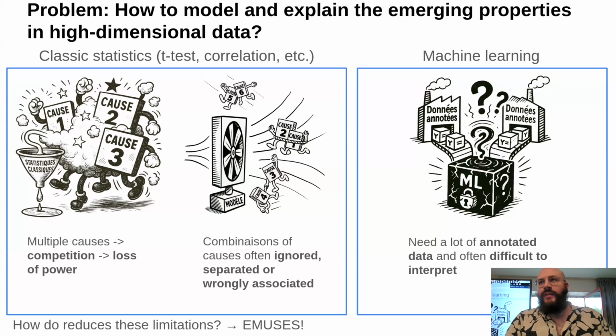A method to try to avoid these problems is machine learning, but as you probably know, it requires a lot of data, and especially annotated data when we're doing supervised learning. And it's also often difficult to interpret, and it's the classic black box issue.